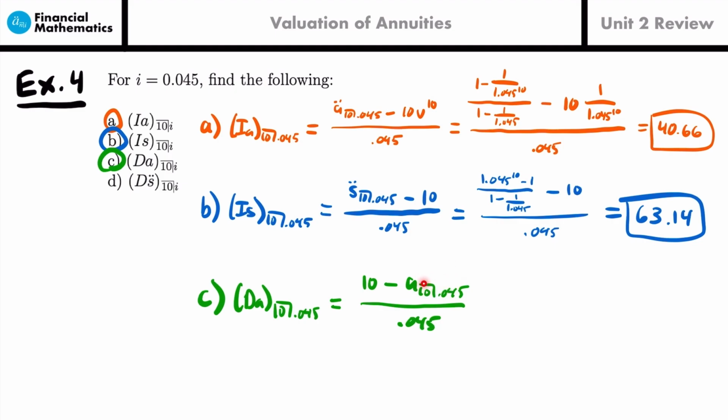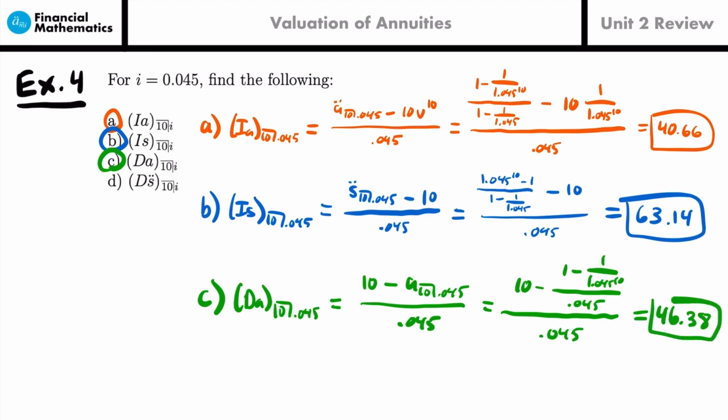Now if we write out the formula for this notation, this will be equal to 10 minus 1 minus the present value factor to the power of 10. So we have 1 divided by 1.045 to the power of 10 divided by 0.045, and then we divide all of that by 0.045. All right, so this right here is just the formula for that present value of an annuity immediate. But now if you plug all this into your calculator, you will find that the present value of this arithmetic decreasing annuity immediate is $46.38. Okay, now let's move on to our last annuity.